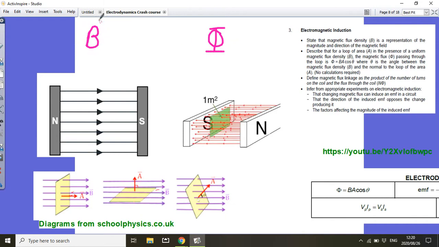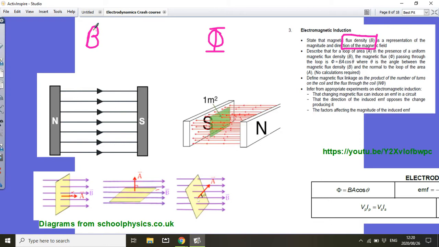Now B we've been using in the previous chapter, and that's the magnetic flux density. It tells you which direction the magnetic field is moving, but it also shows you the strength of the magnetic field by telling you how dense these lines are. And I showed you that as well. If you draw them denser, you are already showing that the field is stronger. So B is the magnetic flux density.